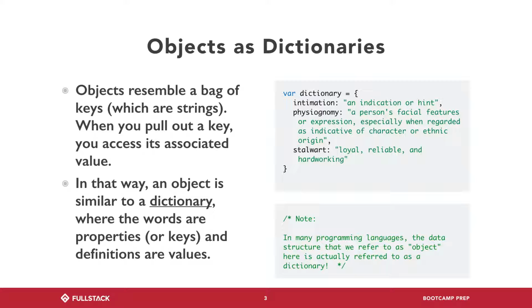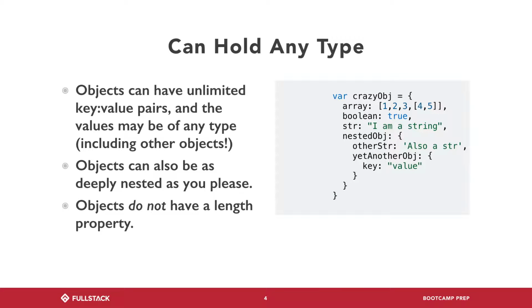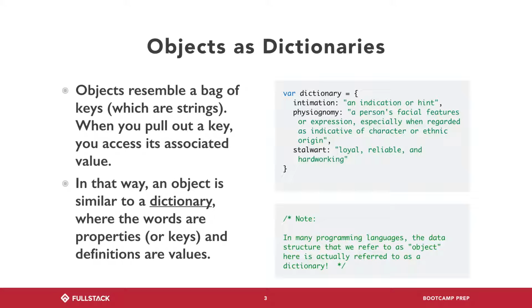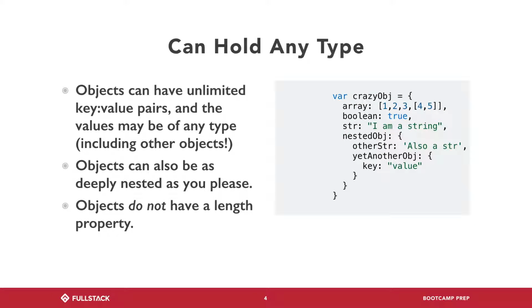Okay, cool. And in the same way that in a dictionary you get a definition by looking up the word, in an object you find the value by looking up the key or looking up the property. So we look up the value by the key, and we'll do a few examples of that going on further off. Okay, cool.